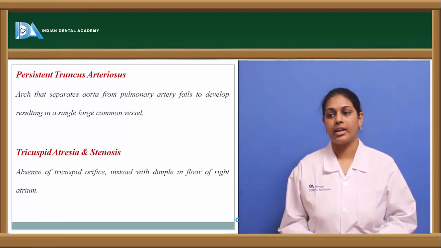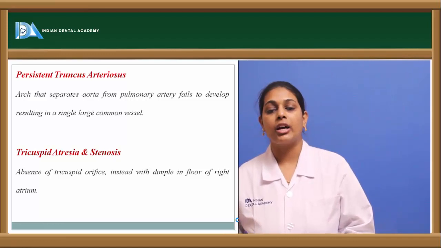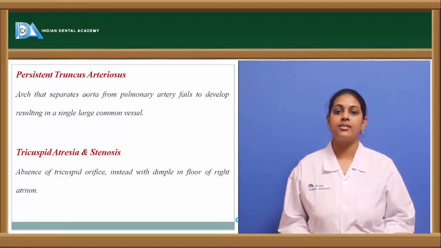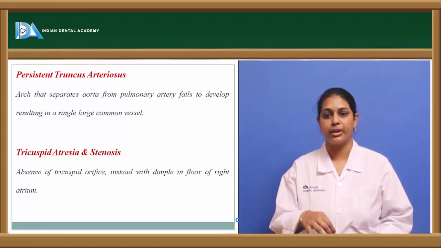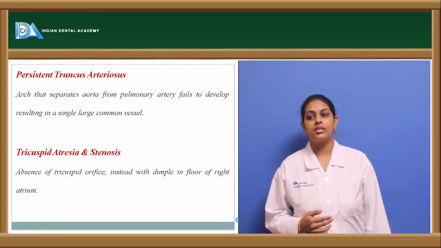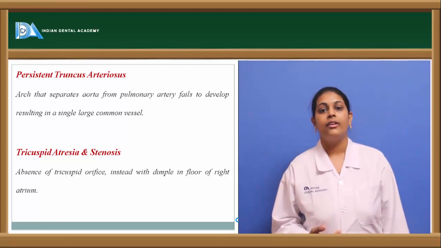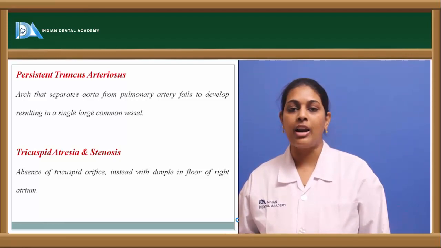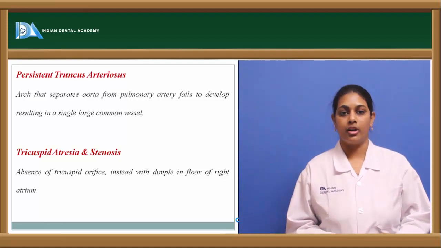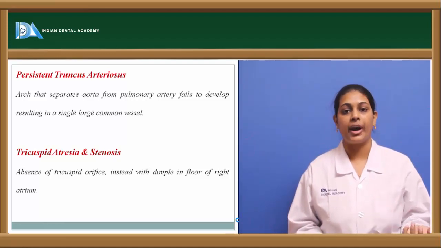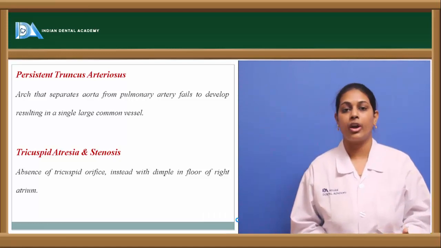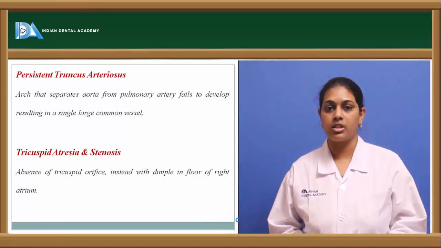And usually in cases of tricuspid atresia and stenosis, in tricuspid atresia there is an absence of the tricuspid orifice. Because of the absence of the tricuspid orifice, instead there is just a dimple or a kind of depression seen in the floor of the right atrium. So this is what is seen in tricuspid atresia. Whereas in tricuspid stenosis, the tricuspid valve or the tricuspid cusps are usually smaller and malformed, that is, abnormally formed, because of which it can also result in an alteration in the shunt, that is, a right to left shunt, because of which cyanosis develops, and these patients usually die soon after birth and develop as cyanotic babies. So this is persistent truncus arteriosus, tricuspid atresia, and tricuspid stenosis.